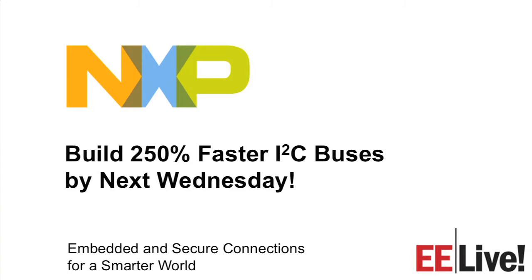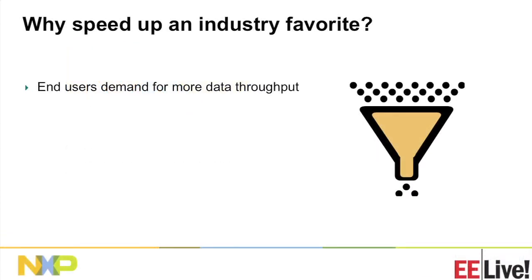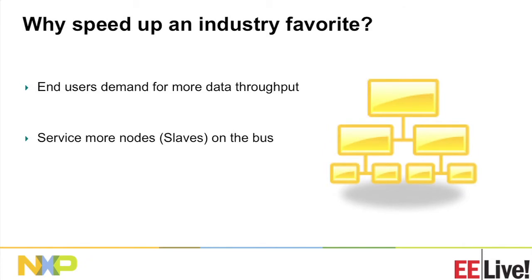And the general answer is that our customers who use our products want to go faster. They want to put more data through the existing system and not change it very much. And why are they doing that? The answer is, in their world, they need to service more slave devices on the same bus. So to get the same performance out of more devices, they need to speed everything up.